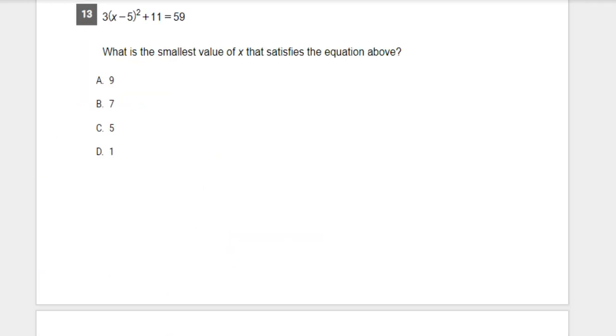All right, number 13, looks like we have another quadratic because I see that squared. So this is definitely in the advanced algebra part. And it says, what is the smallest value of x that satisfies the equation? Remember, satisfying the equation means you plug x in and it is true. That's what it means to be a solution or satisfies the equation. It all means you plug it in and it equals out what it's supposed to.